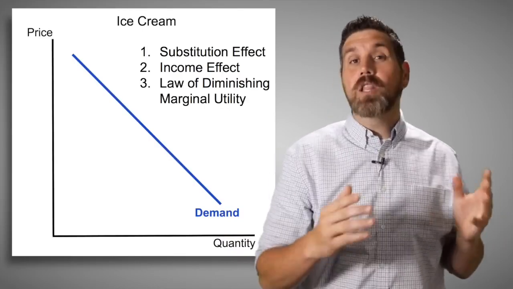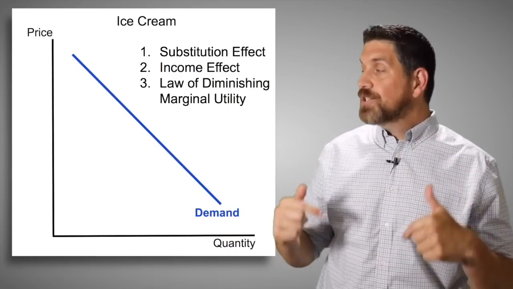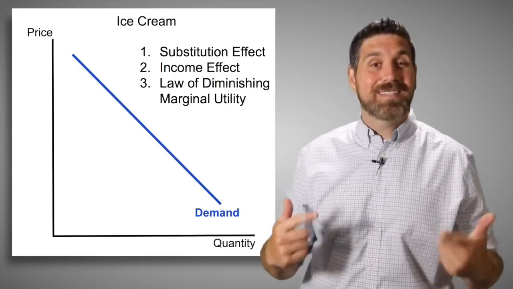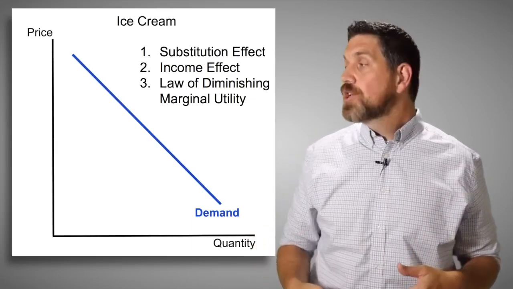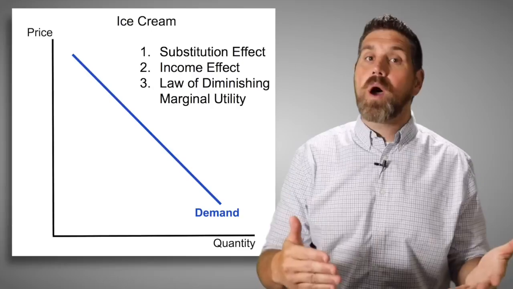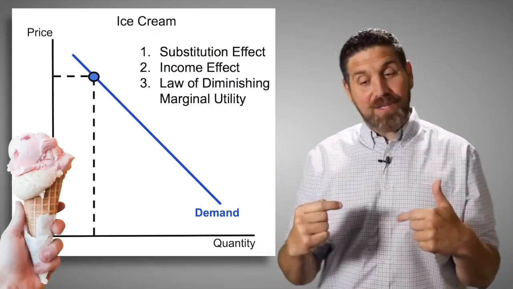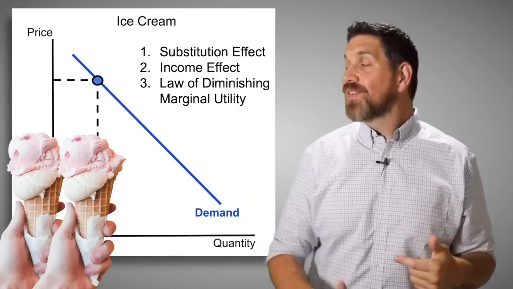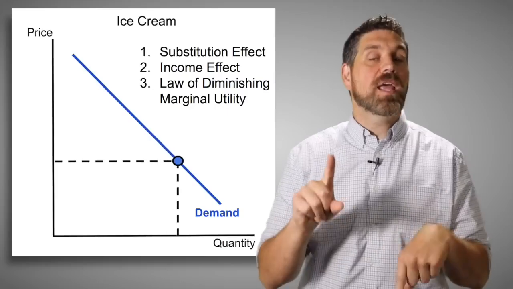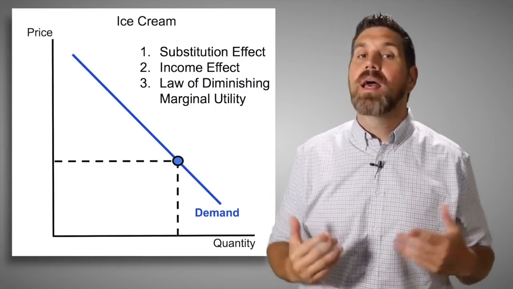The third reason is the law of diminishing marginal utility. As you consume more and more ice cream, you get less and less additional satisfaction or happiness from it, so the price has to fall to increase the quantity that people are going to buy. So if you already bought one ice cream cone, to get you to buy another one, they've got to lower the price. That shows you an inverse relationship between price and quantity and the law of demand.